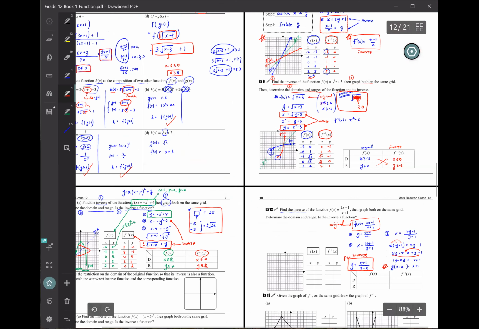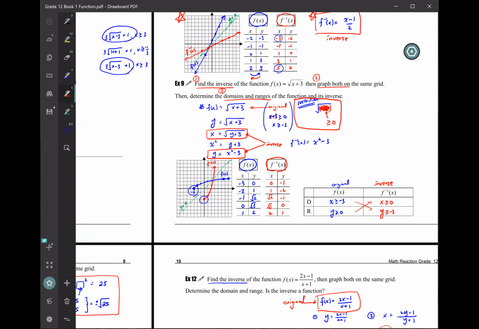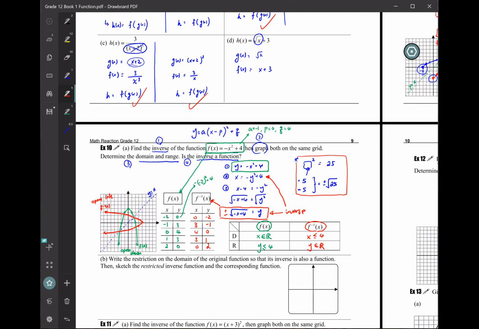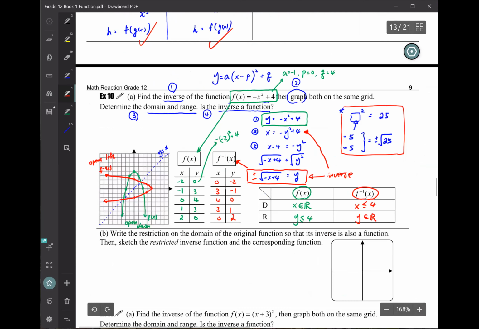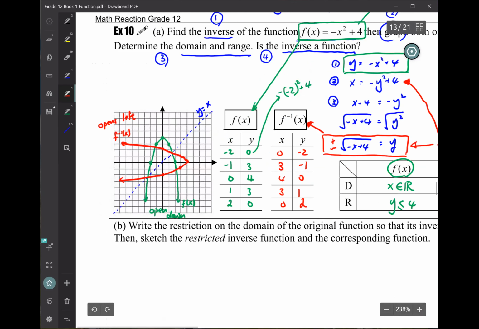So the previous question, we started with the square root, and then we ended up with a part of a parabola. This one, we started with a parabola and ended up with a square root graph, right? So here we have a fourth part of the question. It asks, is the inverse of the function, the red one, a function or not?